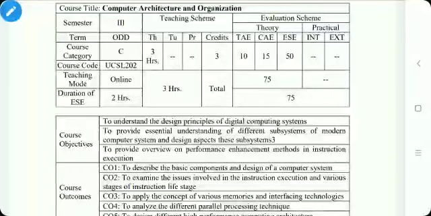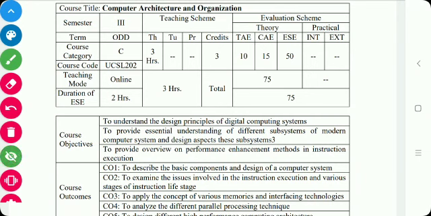Dear students, in this section we will see the course objectives and course outcomes of computer architecture and organization, as well as discuss the syllabus. The first course objective is to understand the design principles of digital computing systems. Second, to provide an essential understanding of different subsystems of a modern computer system and the design aspects of these systems. Third, to provide an overview of performance enhancement methods in instruction execution.